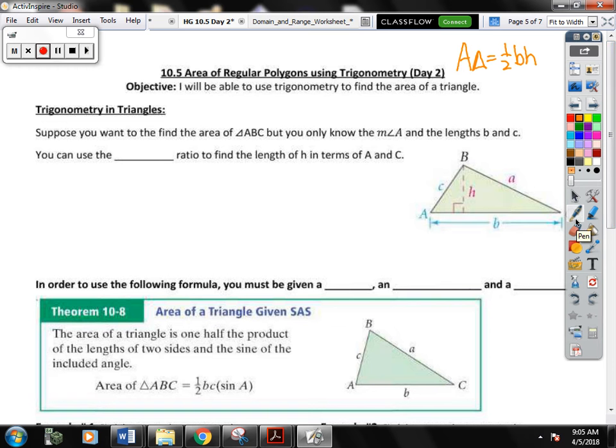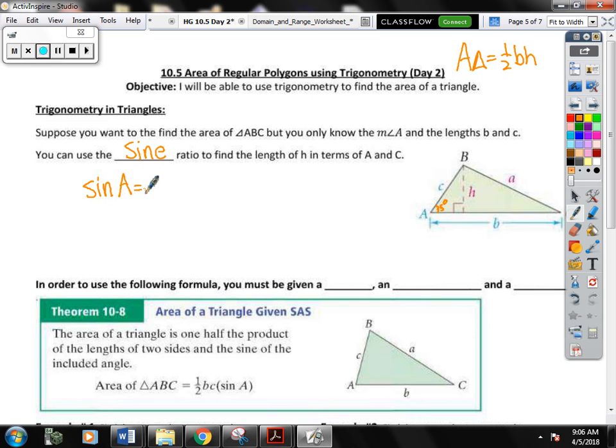So it says, suppose you want to find the area of triangle ABC, but you only know the measure of angle A and the lengths of B and C. We can use the sine ratio to find the length of H in terms of A and C. So, if we know this angle, let's just say it's, I don't know, 35 degrees or something. If you know this angle, you could take the sine of this angle, which I'm just going to use sine of A instead of the number 35.